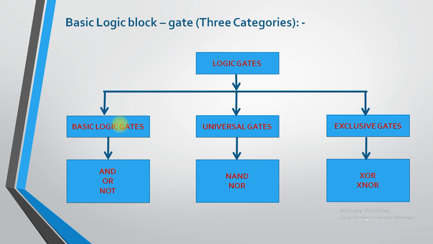I would like to repeat it once again, that logic gates are divided into 3 various parts. Number 1, basic logic gates. Number 2, universal logic gates. And number 3, exclusive gates. Basic logic gate contains 3 parts: AND, OR, and NOT. Universal gate contains 2 parts: NAND and NOR. NAND means not AND and NOR means not OR. And the third part is called exclusive gate. Exclusive gate means XOR and XNOR. XOR means exclusive OR. XNOR means exclusive NOR.